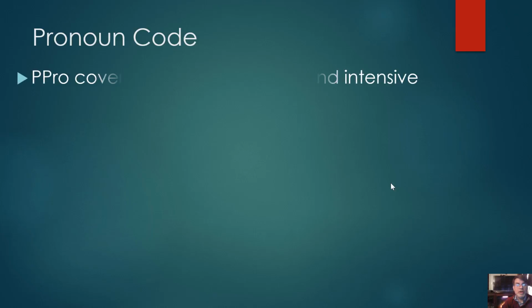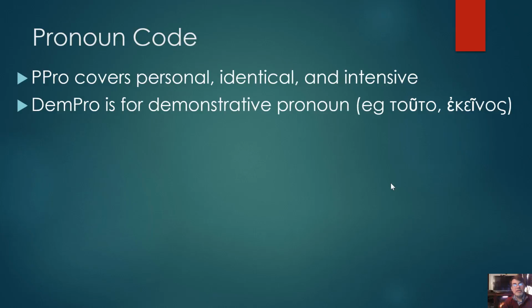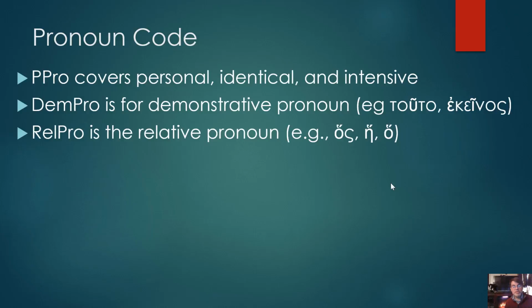What is their code? PPro covers personal pronoun, identical, which is when it means same, or intensive, when it selfifies. All of those are going to be called PPro in the interlinearbible.org code. DemPro is a demonstrative pronoun. So touto is the word this, and ekeinos is the word that. Those are demonstrative pronouns. RelPro is the relative pronoun.